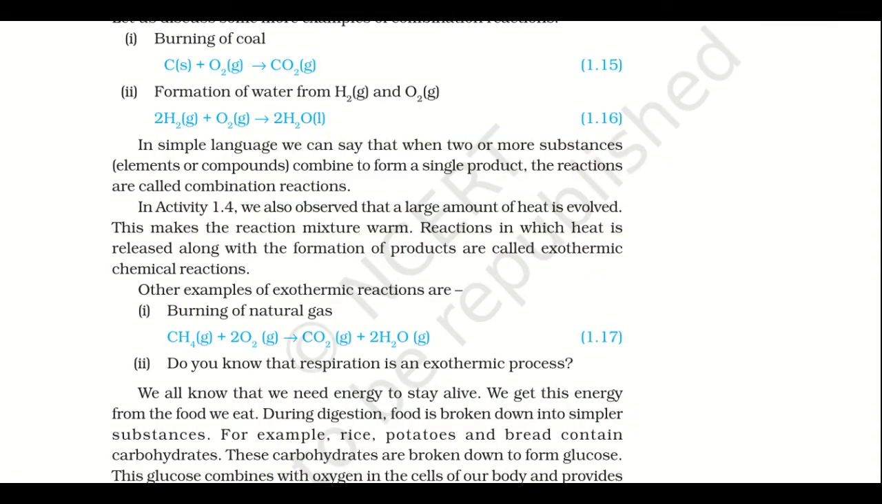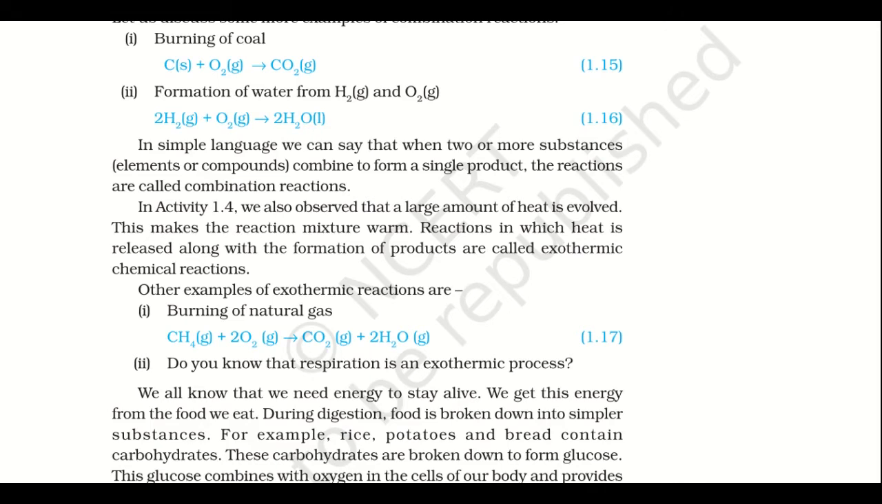Let's go through some more examples. Let's study the burning of coal. When coal, that is carbon, is burned, that means reacted with oxygen, it produces carbon dioxide gas. Here also you can see clearly that when two reactants react with each other, they form a single compound. The formation of water from hydrogen and oxygen is also one such example, where hydrogen combines with oxygen and forms a single molecule of water.